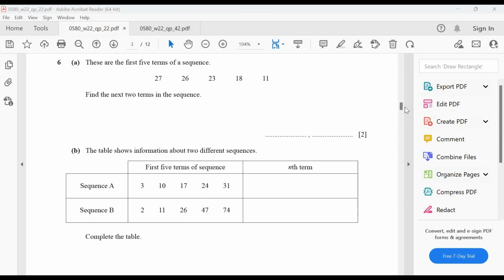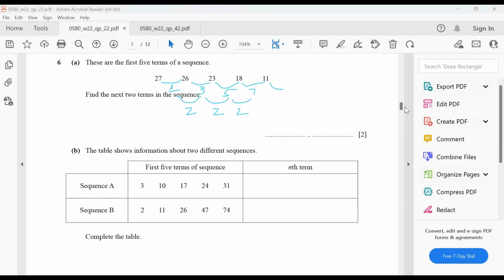So what I like to do first is find the pattern for the terms of the sequence. So as you can see here, this is subtracting by 1. Then this is subtracting by 3. Then this by 5, and this by 7, and so on. So we know that each time the number that it gets subtracted by increases by 2.